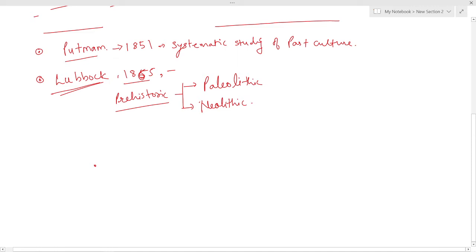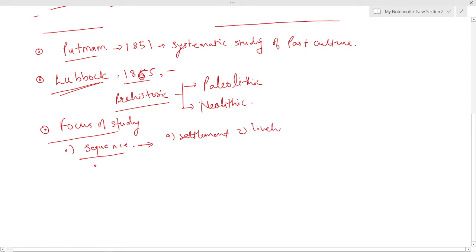Now we'll talk about the focus of study. The first point is that prehistory attempts to study the sequence of prehistoric occupation in an area. So there is a study of the occupation sequence, that is, first settlement and second livelihood, which we can write down as settlements and livelihood. It also focuses on origin and spread.